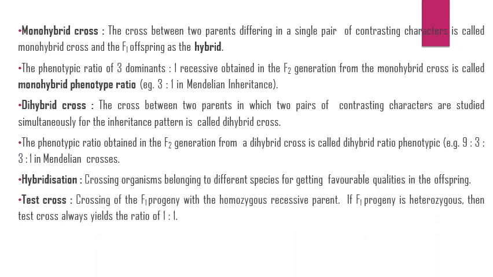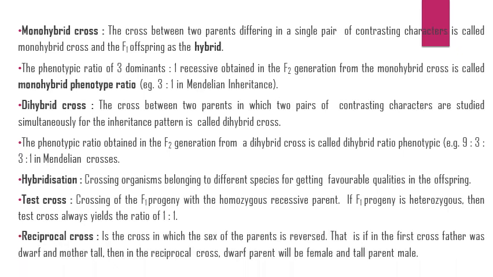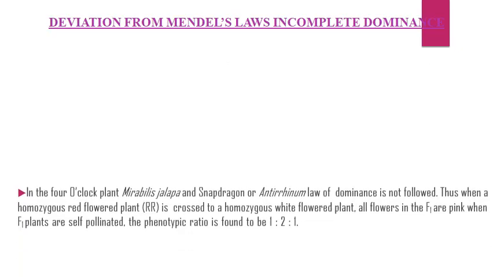Test cross: crossing of the F1 progeny with a homozygous recessive parent. If the F1 progeny is heterozygous, then the test cross always yields the ratio of 1:1. Reciprocal cross is a cross in which the sex of the parents is reversed. That is, if in the first cross father was dwarf and mother tall, then in the reciprocal cross the dwarf parent will be female and the tall parent male.